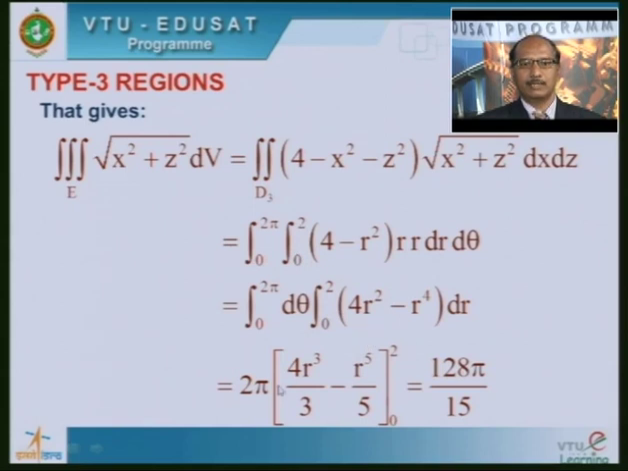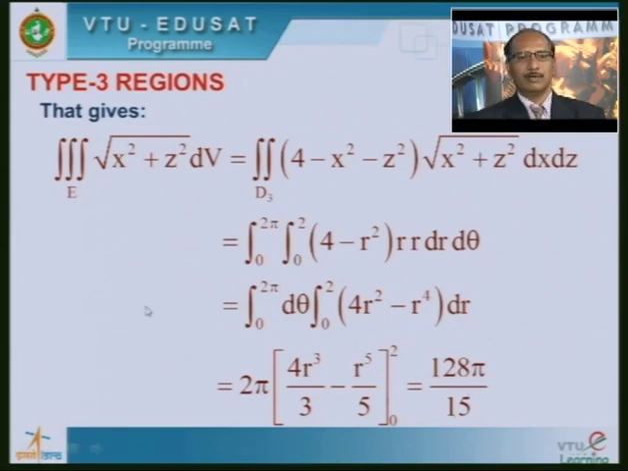Integrating 4 r square gives 4 r cube upon 3, and r raised to 4 gives r raised to 5 upon 5, times 2 pi. Integration of d theta is theta, 2 pi minus 0, which is 2 pi. Then putting r equal to 0 to 2, this becomes 128 pi upon 15.